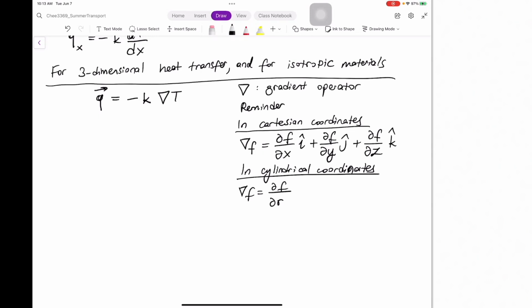Del f over del r, r hat, plus del f over del theta, 1 over r, theta hat. There's a suspicious 1 over r term here. Just note that. Plus del f over del z.